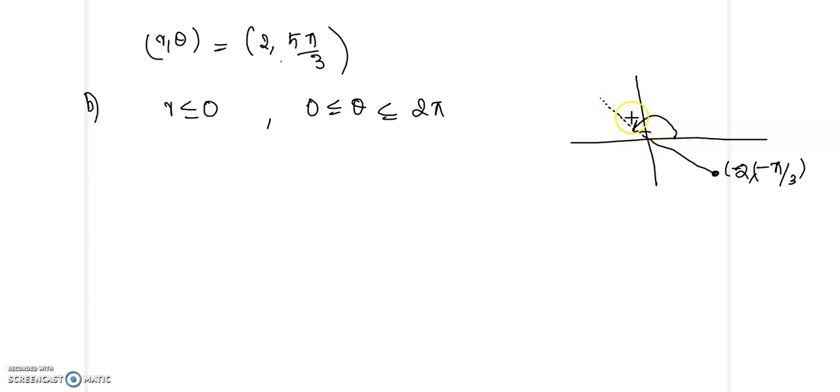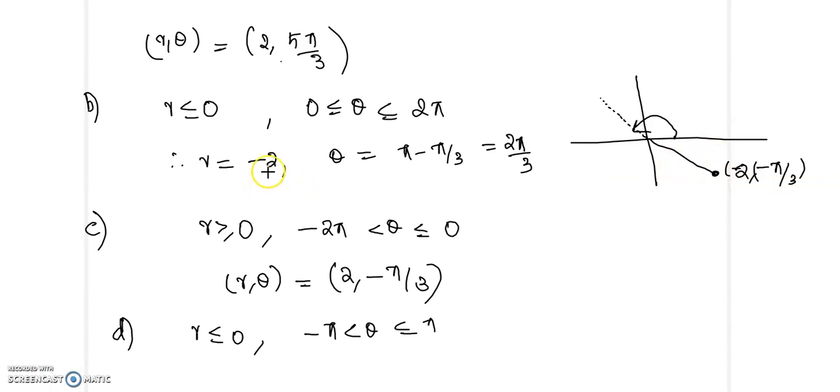here we need to take the radial distance as minus 2. So that will again reach this point. We are getting r equal to minus 2 and theta will be pi minus pi by 3. So we'll get a negative value for r and theta will be 2 pi by 3, which lies between 0 and 2 pi. And the third case is when r is greater than or equal to 0 and theta lies between minus 2 pi and 0.